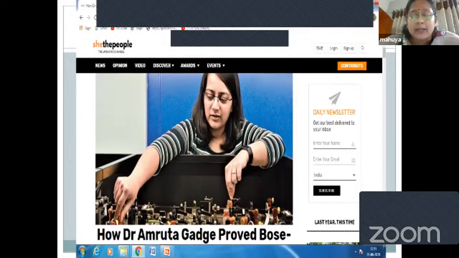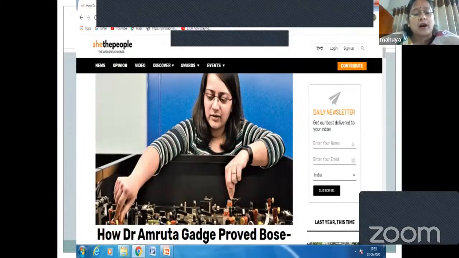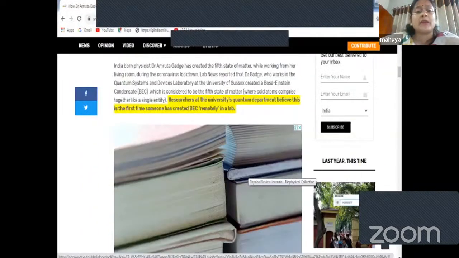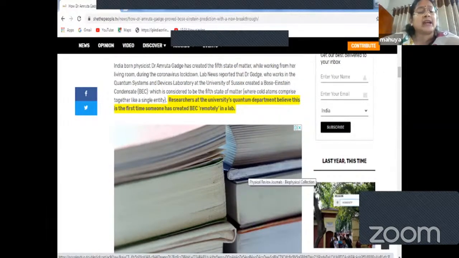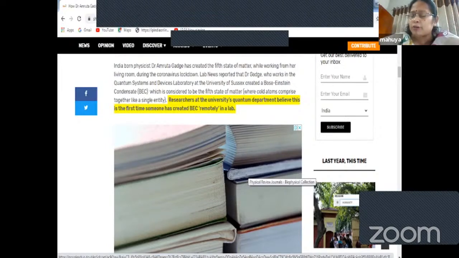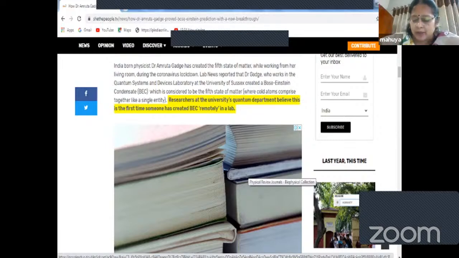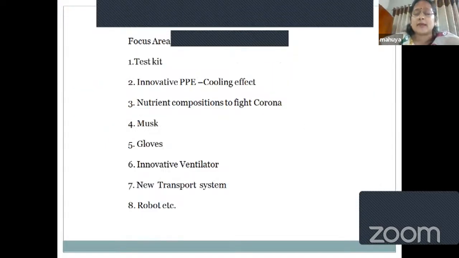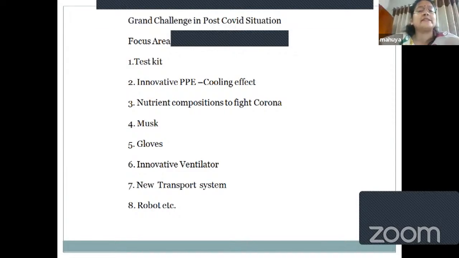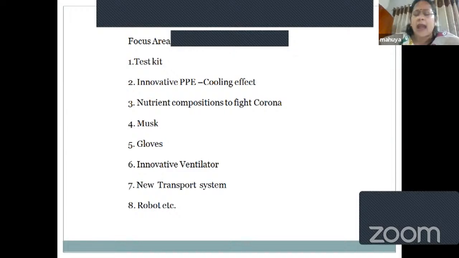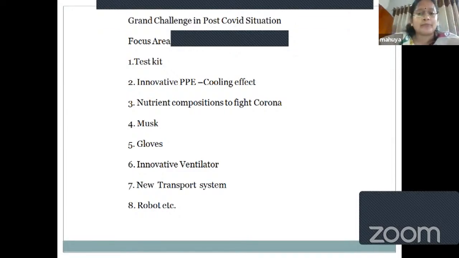Before I start my lecture, I want to provide you a simple example of Dr. Amrita Gadge. I hope you have all read that in this COVID situation, Dr. Gadge did some impossible things in the lab. She created a Bose-Einstein condensate remotely in the lab. If a Bose-Einstein condensate can be prepared in the lab, what problem is solved today? I think you can easily imagine. A Bose-Einstein condensate is very essential to quantum theory, which is essential for space research. And if we can prepare this remotely in a lab, then what revolution will happen in future? We don't know. We can even imagine.